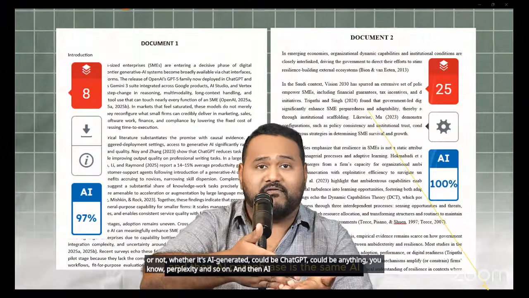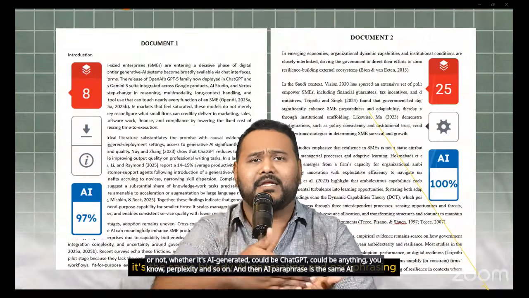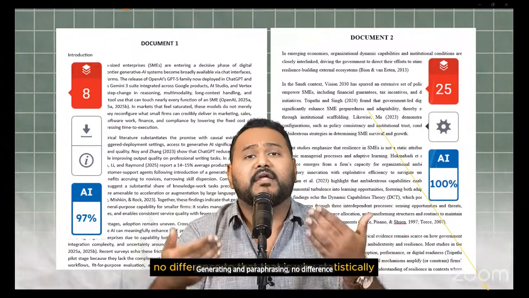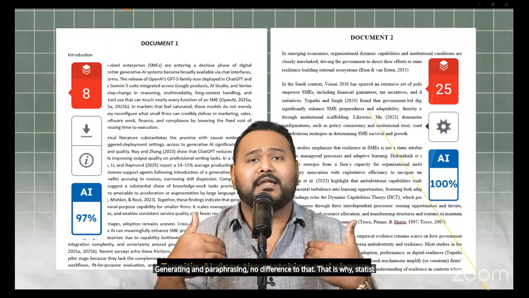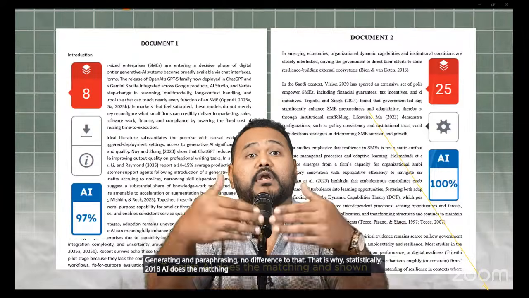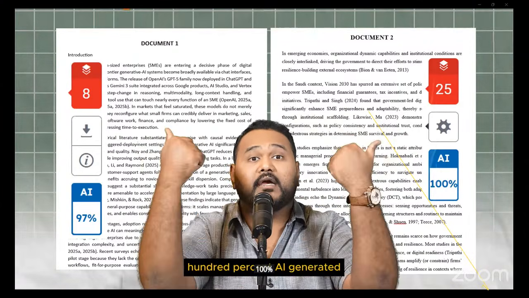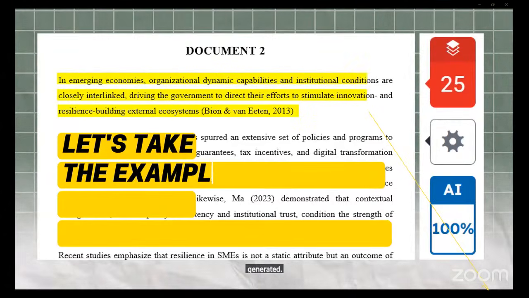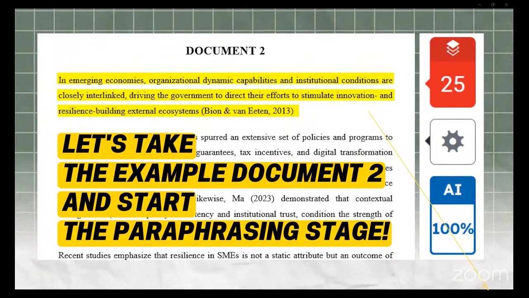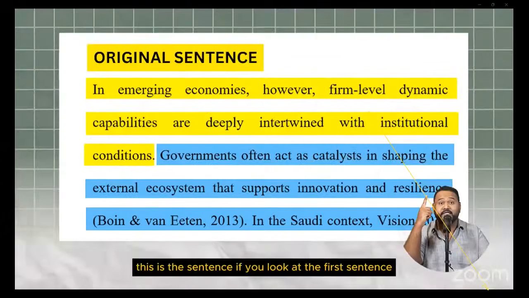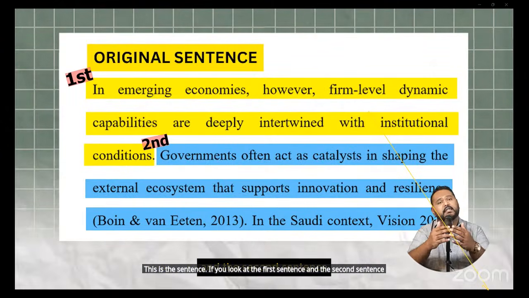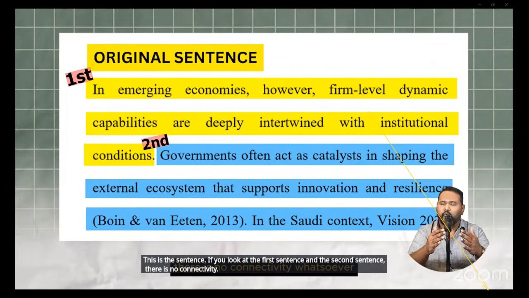And AI paraphrasing is the same AI generating and paraphrasing. No difference to that. That is why statistically Turnitin AI does the matching and shows 100% AI generated. This is the sentence. If you look at the first sentence and the second sentence, there is no connectivity whatsoever.